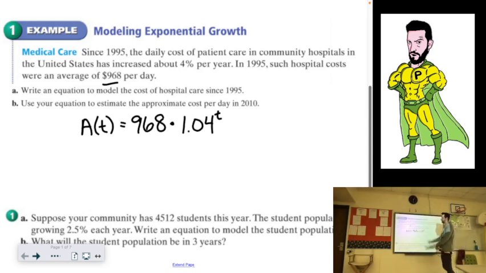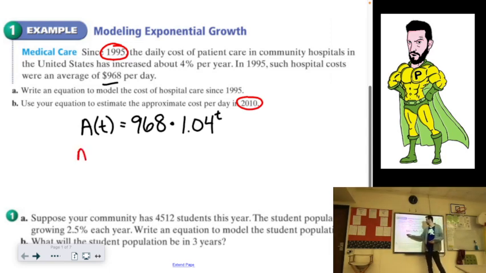Then it says part B, use your equation to estimate the approximate cost per day in 2010. No, we're not going to use 2010 as the time here, because it wasn't 2010 years. We have to see how many years passed. It started in 95, and we're checking 2010, so how many years have passed? Well, 95 to 2000 was 5 years. 2000 to 2010 was 10 years. 5 plus 10, we're using 15 years here.